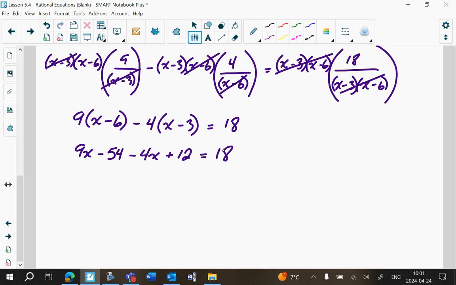Simplify the left-hand side. Collect the x's, I get 5x. Collect the numbers, I get negative 42, equals 18. Add 42 to both sides. I get 5x is equal to 60. Divide both sides by 12, or sorry, 5. And I get x equals 12, which is a good solution.